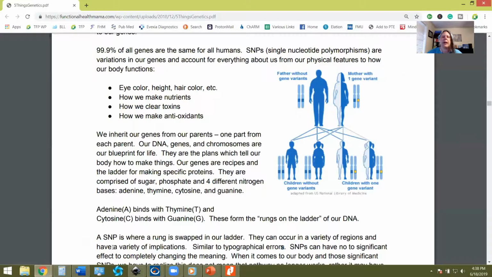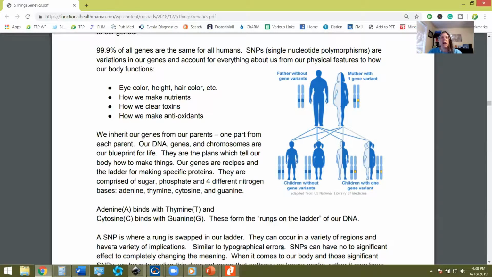So homozygous or heterozygous, what does that mean? There are 3 different types of variations that we can have. We can have the wild type, which basically means there are no variations. This is what is considered normal. Then we have heterozygous, which is a single variation. And then there is homozygous, which means that we have 2 variations.